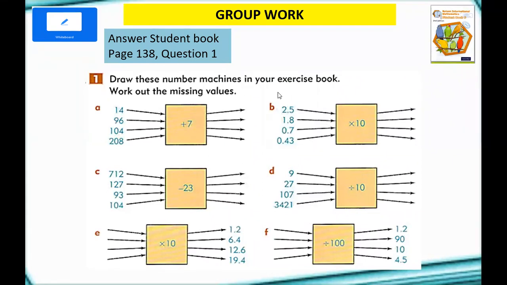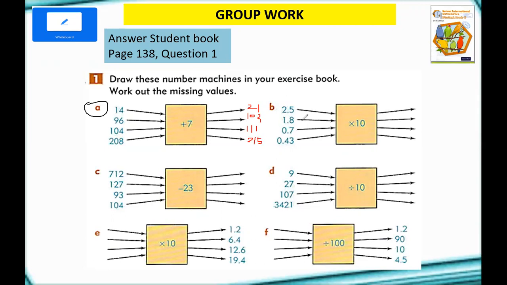So I think this one is very easy for you, isn't it? So you can do it by yourself because it's only addition. So 14 plus 7 is 21. 96 plus 7 is 103. Okay. Then 104 plus 7 is 111. And then 108 plus 7 is 250. Okay, did you do it correctly? You can check your work now.